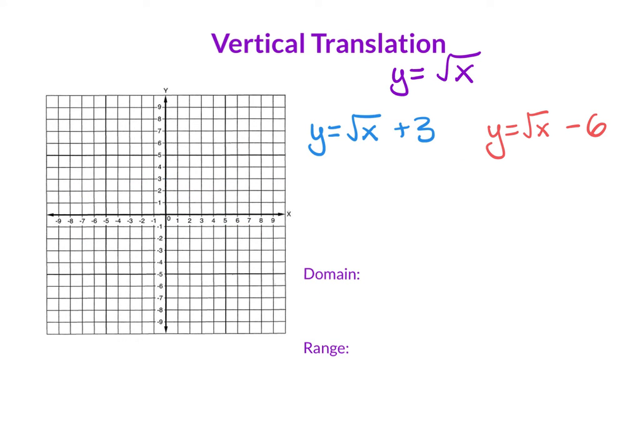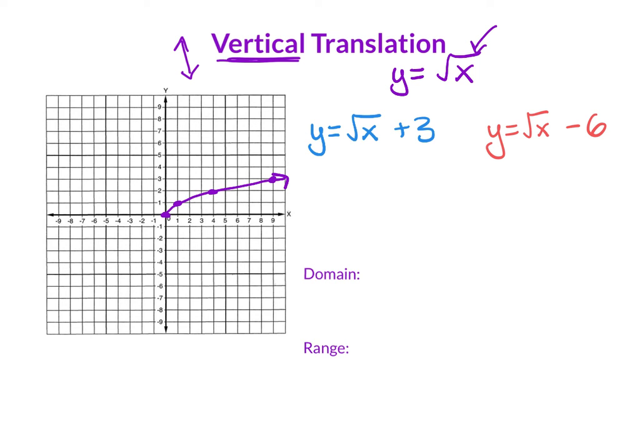All right, so now we'll be translating the parent function vertically. Vertical translation, I guess I should draw the line this way, means up and down. So first always start by just graphing the parent function. 0, 0, 1, 1, 4, 2, 9, 3.